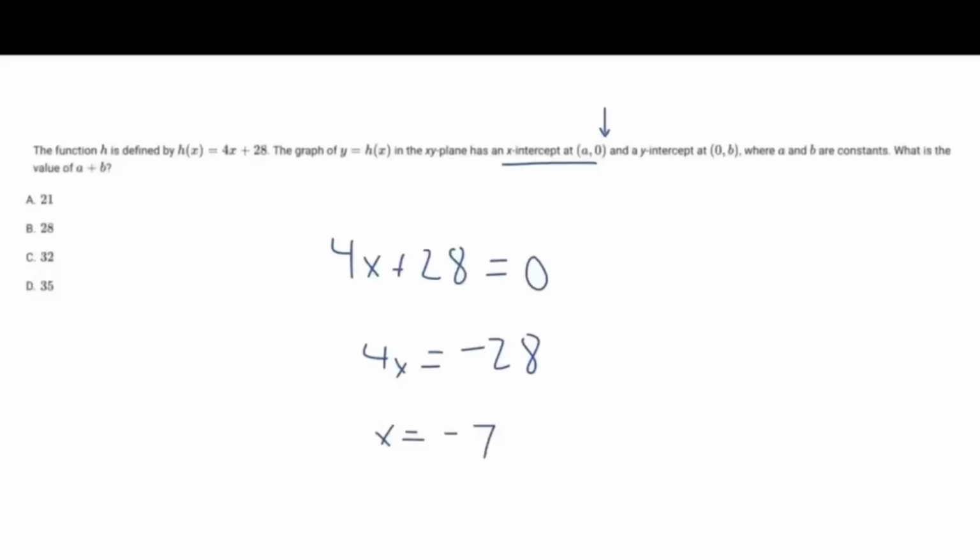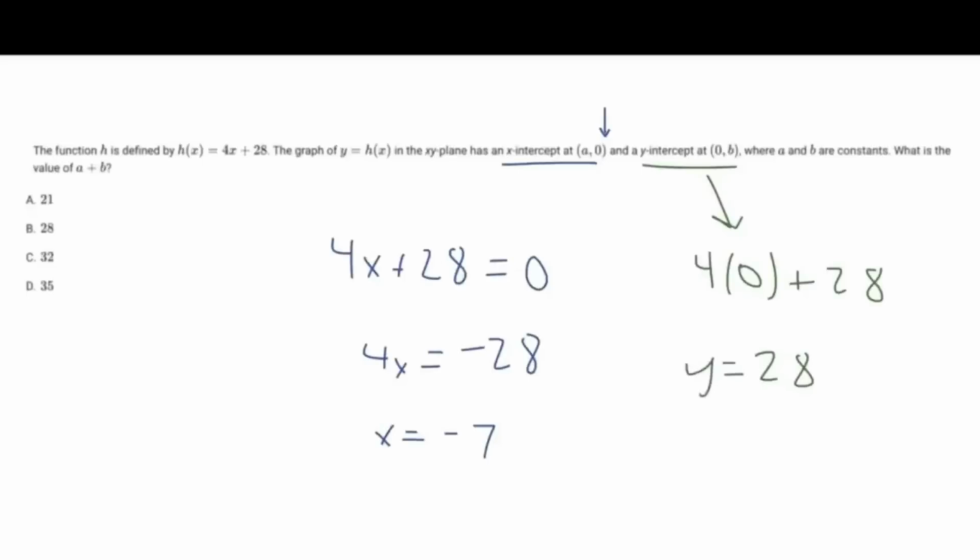So we found the x-coordinate of our x-intercept. And now we want to find the y-coordinate of our y-intercept. For this part, it's pretty much the same thing, but reversed, right? We want to find the y output when x is equivalent to 0. So here we'll just put 4, and then we know x has to be 0. So 4 times 0 plus 28. Well, 4 times 0 is just 0. So if you add 28 to 0, you're going to get 28 as your final answer. And so 28 will be equivalent to our y-coordinate.